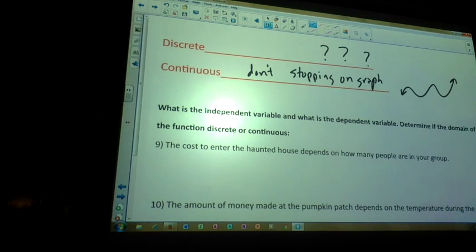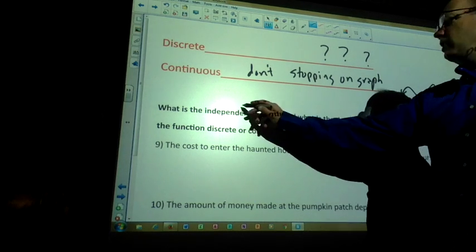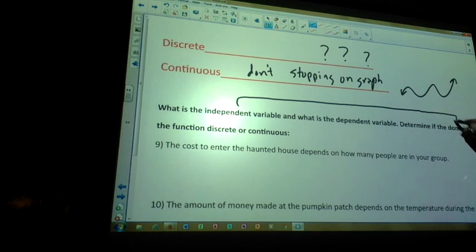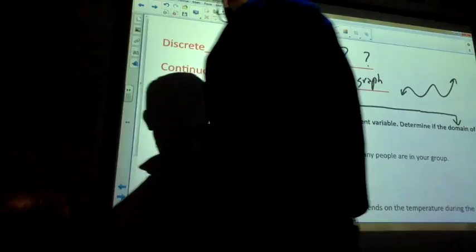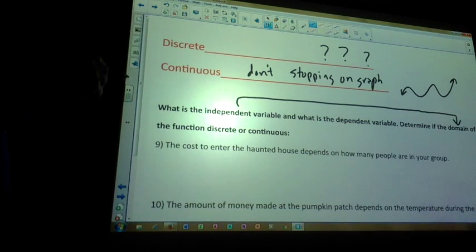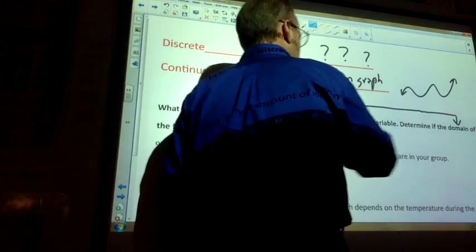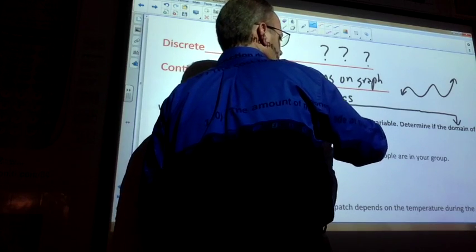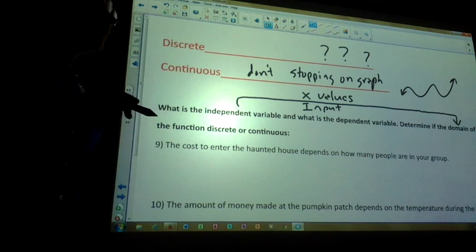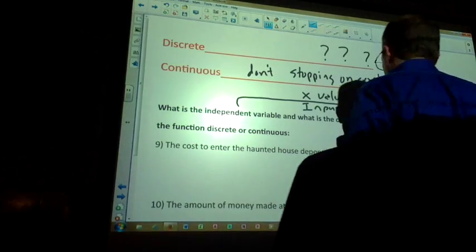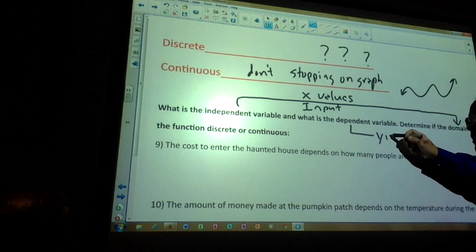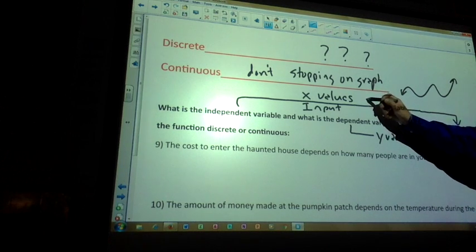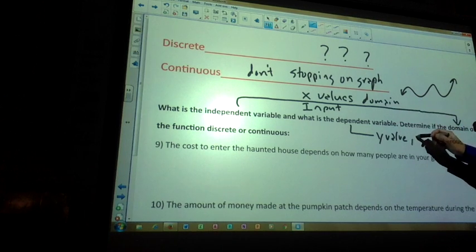What is the independent variable? What is the dependent variable? Okay? Independent goes with the domain. Determine if the domain of the function is discrete or continuous. If independent goes with domain, which is x values, which is also called inputs, then the dependent must go with the what? What would the dependent values go with? Y values. Okay? We also call x values domain. We call y values range. We could call these output.